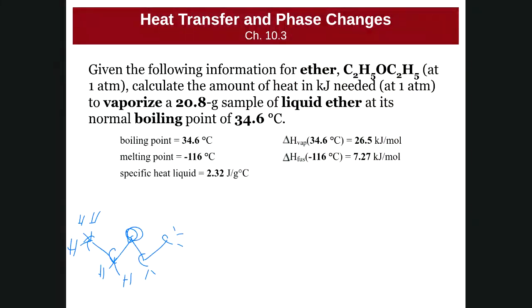So we want to calculate the amount of heat in kilojoules needed at 1 atmosphere to vaporize a 20.8 gram sample of liquid ether at the boiling point, so 34.6 degrees Celsius. So we are going from liquid ether to gaseous ether. We're vaporizing.